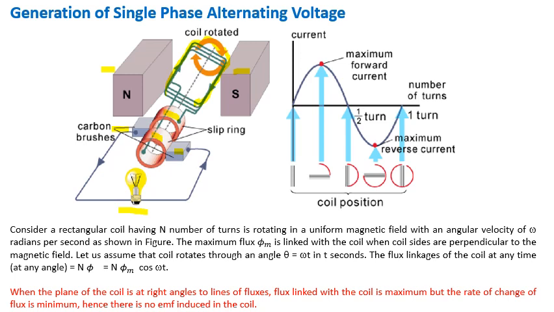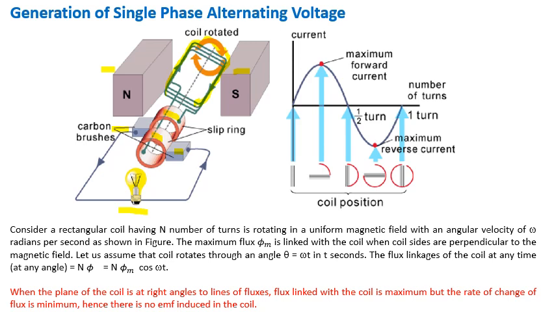Now, assuming that the coil is being rotated in clockwise direction with an angular velocity of omega radian per second in a uniform magnetic field, it is clear that the maximum flux phi m is linked when the coil sides are perpendicular to the magnetic field. Let us assume that the coil is rotating through an angle theta equal to omega t in t seconds. The flux linkages of the coil at any time are N phi, where phi is characterized by the equation phi m cos omega t.